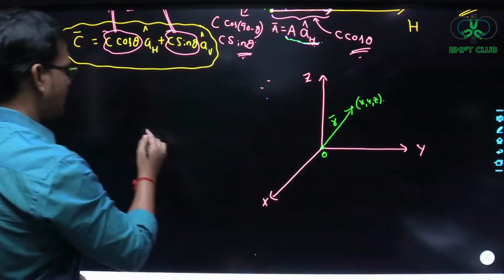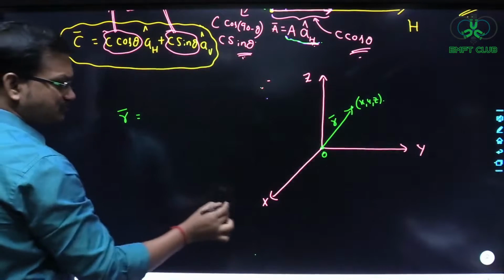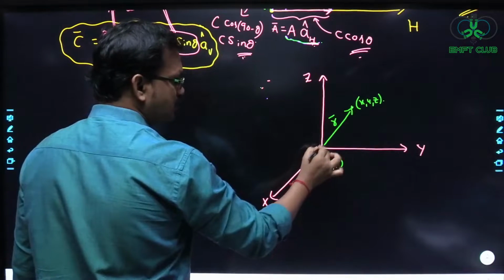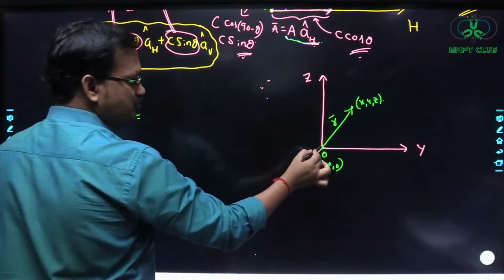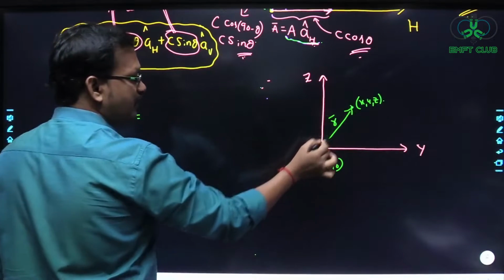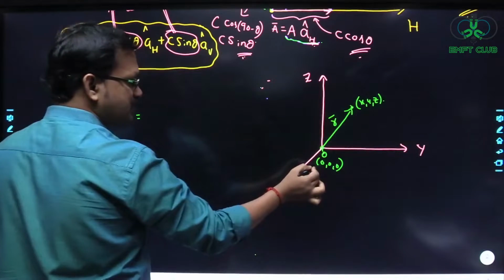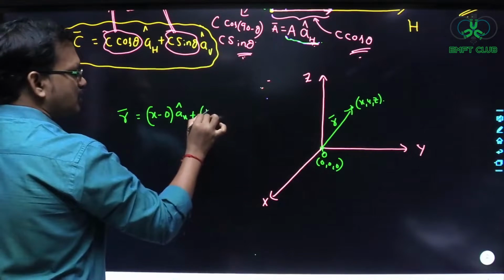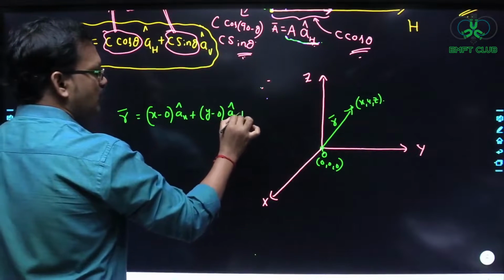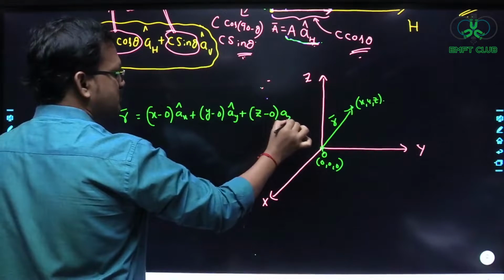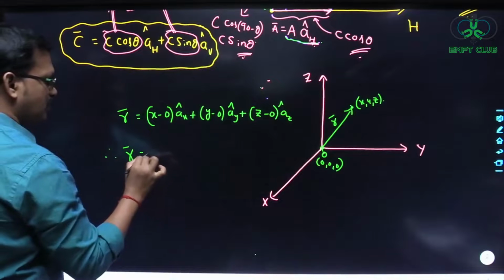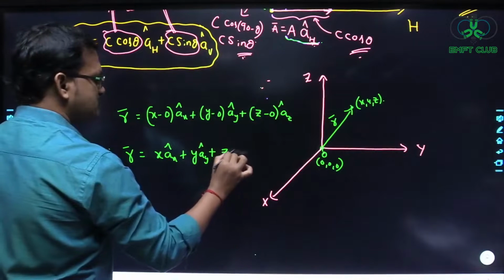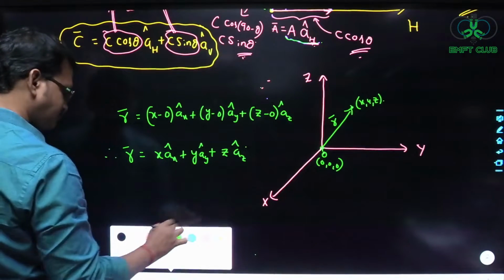Now here r bar, I can write it as follows. This is origin 0, 0, 0, so it is pointing from the origin to this point x comma y comma z. As you move from this point to this point, what is the increment in x? The increment in x is x minus 0, so (x minus 0) times ax cap. The increment in y is y minus 0, ay cap. The increment in z is z minus 0, az cap. So I can represent this r bar as x ax cap plus y ay cap plus z az cap.